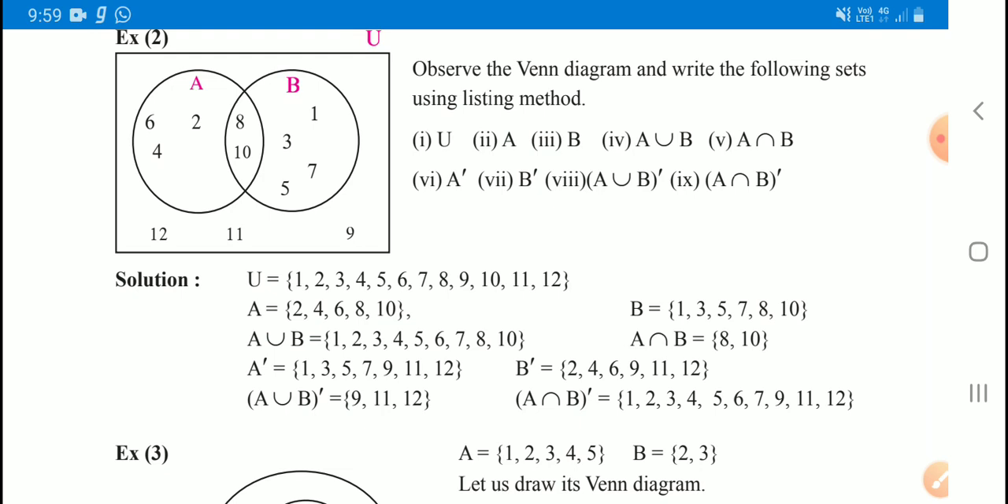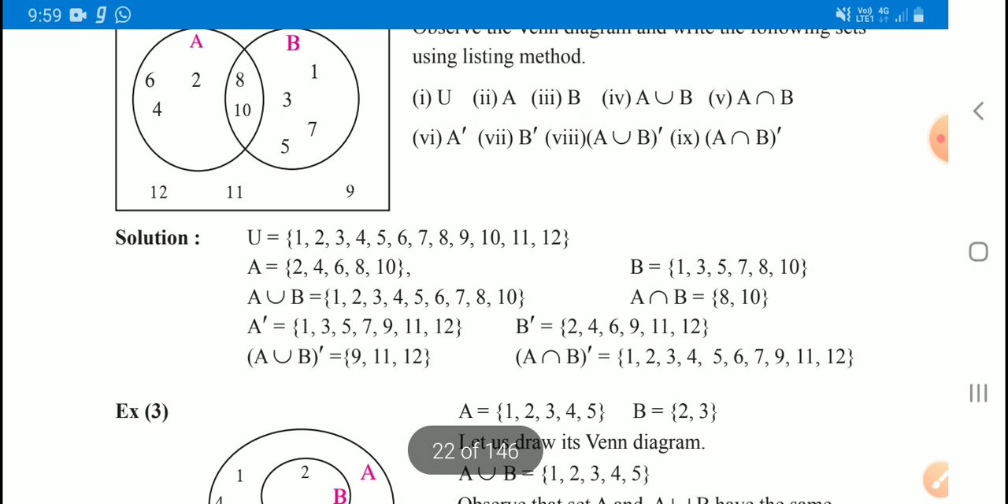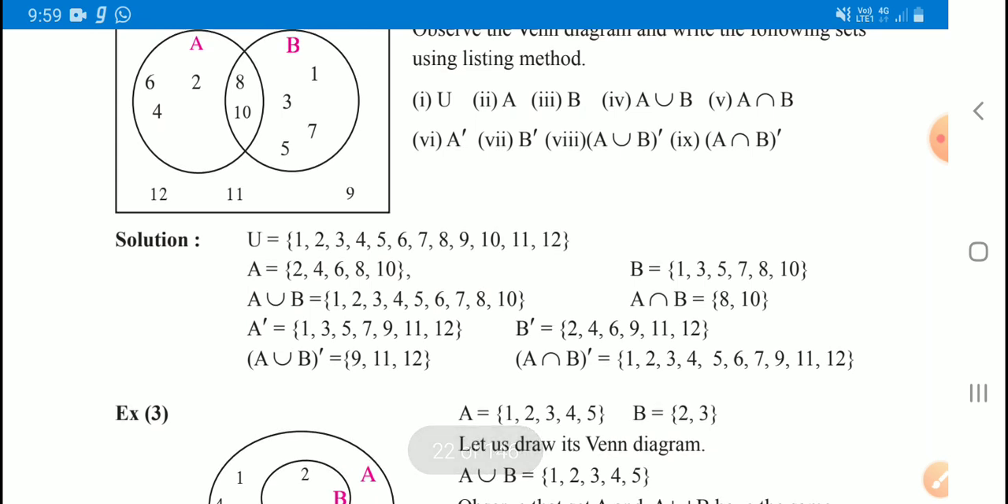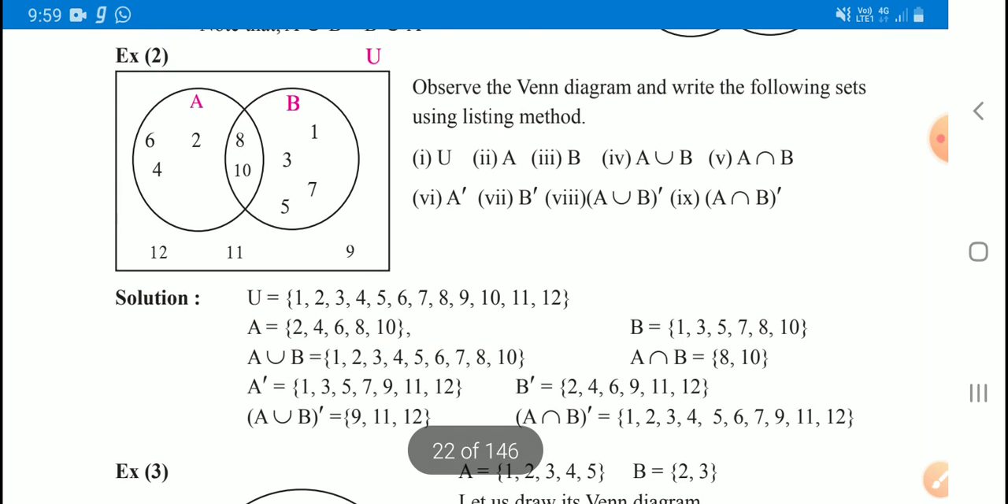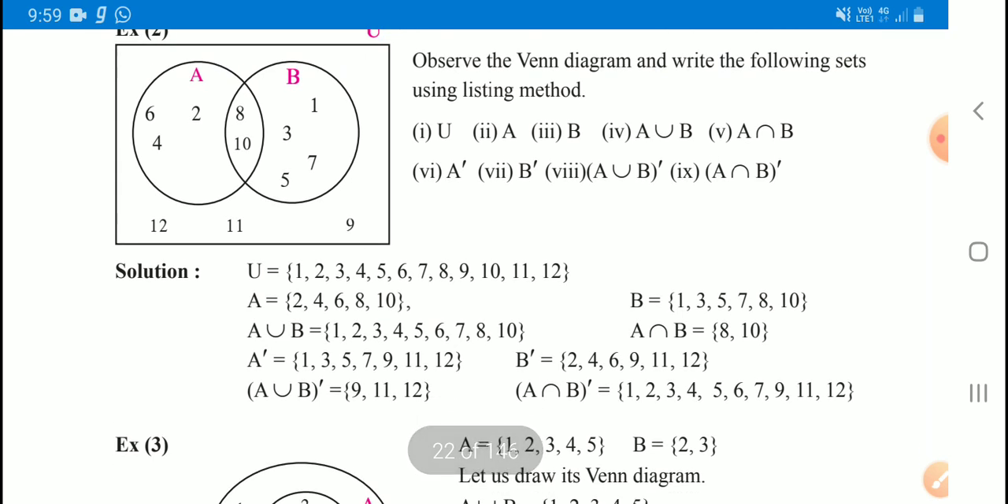A is 2, 4, 6, 8, 10. B is 1, 3, 5, 7, 8, 10. Now, you know that A union B means the elements from both the sets. So, A union B is equal to 1, 2, 3, 4, 5, 6, 7, 8 and 10. Now, A intersection B. Intersection means common elements from both the sets. Here the common elements from set A and set B are 8 and 10.